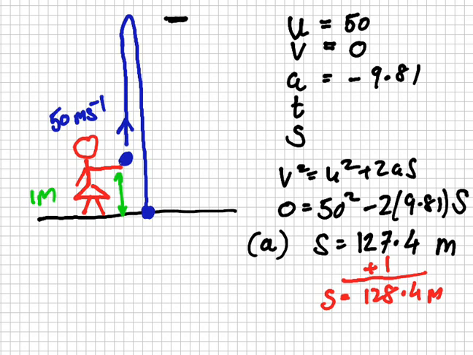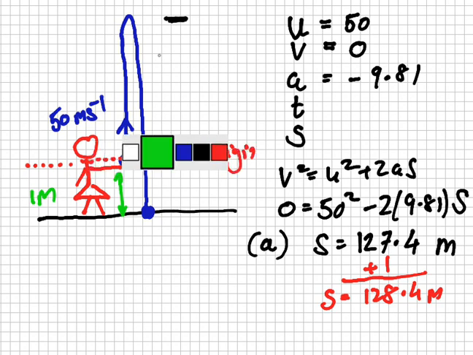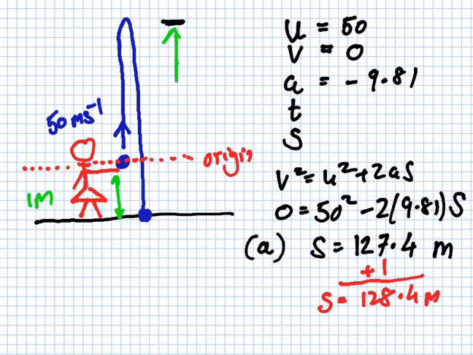Because here is what's in the formula being used as the origin. So the answer you got was actually this answer here. That's why I have to add the 1 here, because the ball is actually starting 1 meter above the ground. It's not actually starting off the ground. So the answer is 128.4.